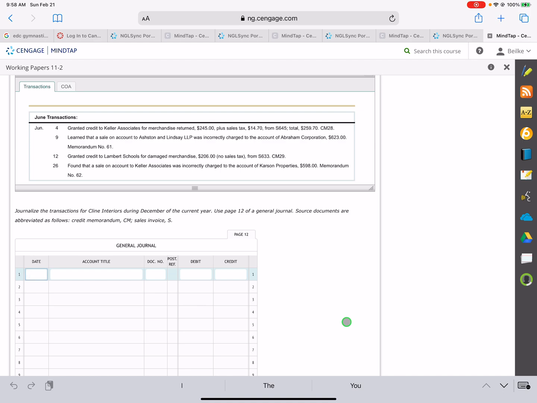So the date would be June 4th. Document number is CM28, credit memorandum 28. Whoops, I skipped the account title. Okay, when we look at this, we're going to have it affect 3 different accounts. We have sales return and allowance. We have to deal with sales tax, and then the accounts receivable. Okay, so we're going to think of the debits first. Our sales return and allowance has a normal debit balance, so we're going to record that first.